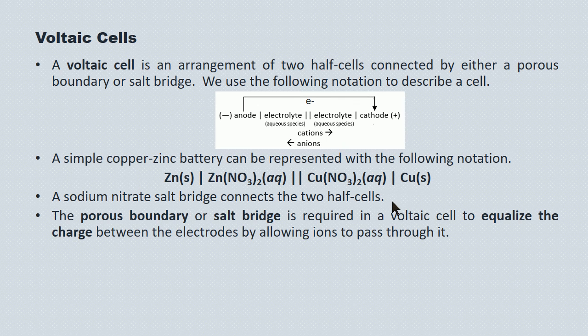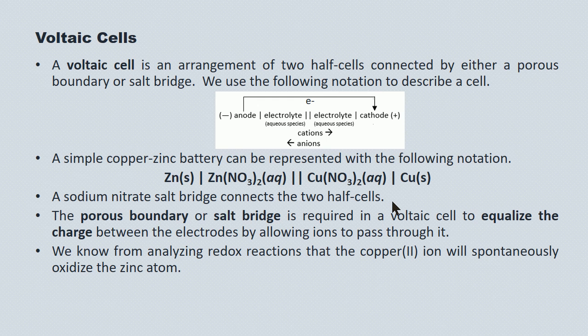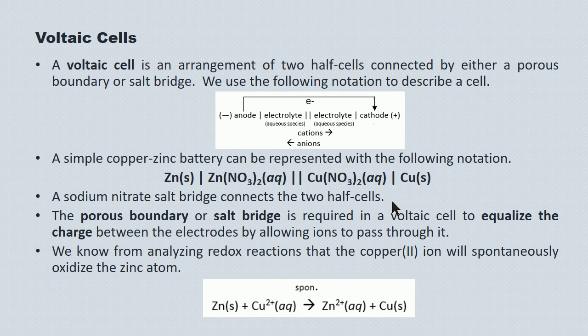And here's an explanation for that. Either a porous boundary or a salt bridge is required to equalize charge between the electrodes, and that's done by allowing ions to pass through it. And of course, we've already seen that the zinc-copper-2 reaction is a spontaneous reaction.